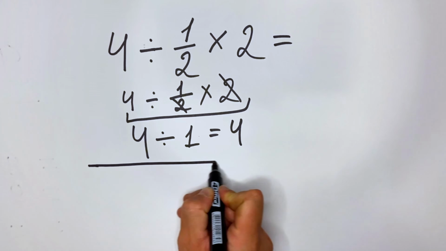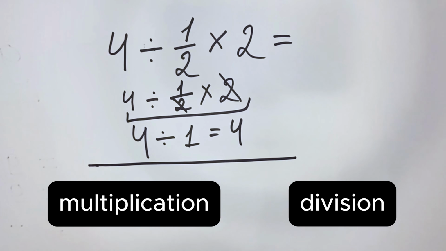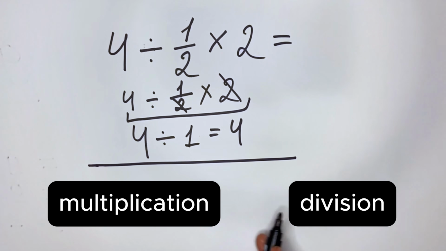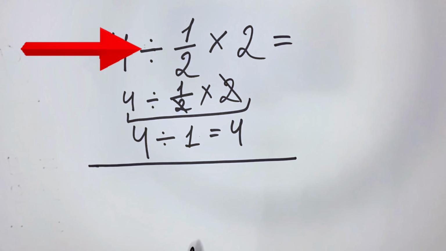In this expression, we have 1 division and 1 multiplication. And here's the golden rule. Multiplication and division have equal priority, so we must work from left to right.